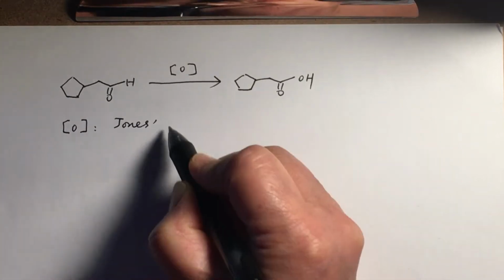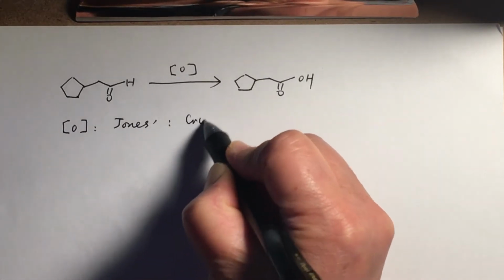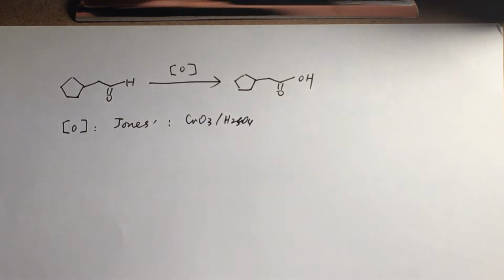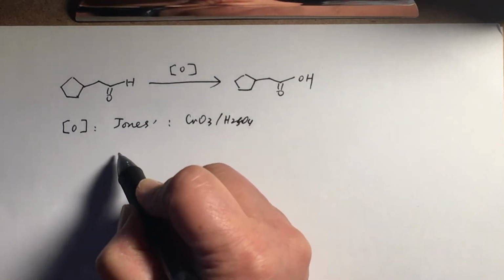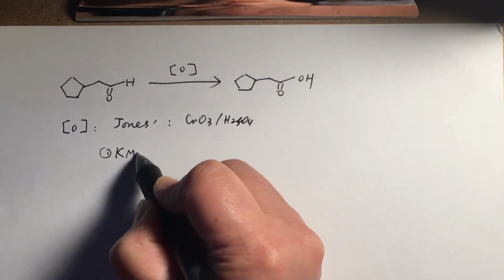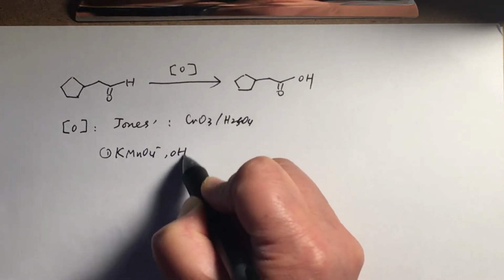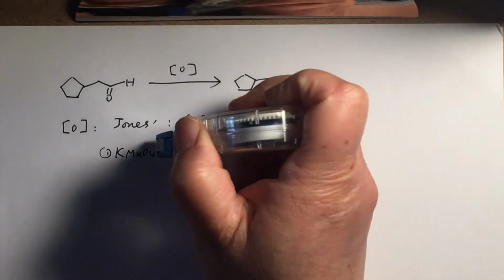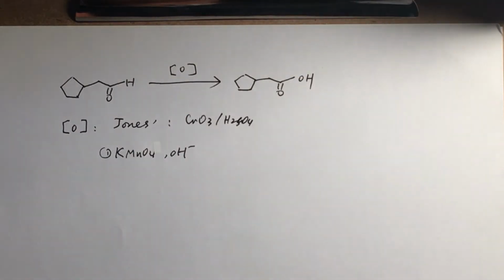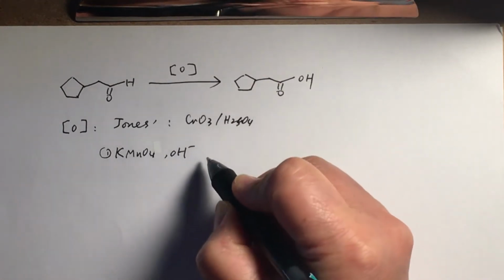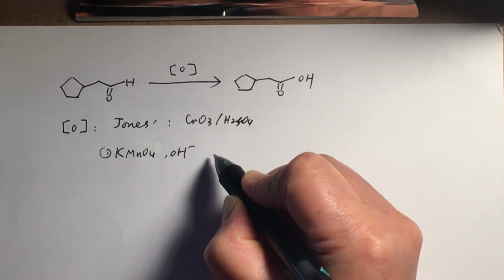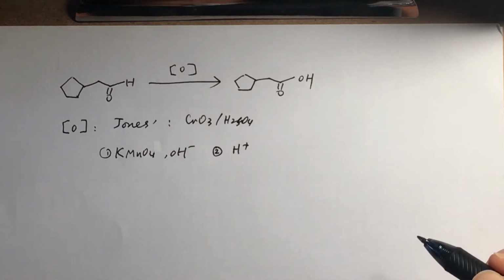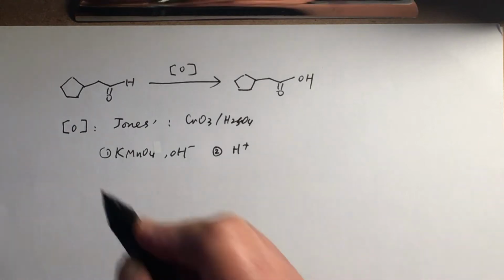Jones oxidizing agent. What is Jones? Chromium trioxide in sulfuric acid, okay? And other oxidizing agents include potassium permanganate under basic condition. Usually you would oxidize aldehyde to the corresponding carboxylate. And then in a separate step, you need to protonate the carboxylate into the carboxylic acid.